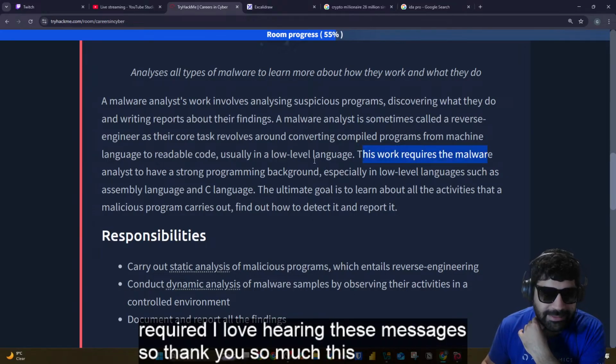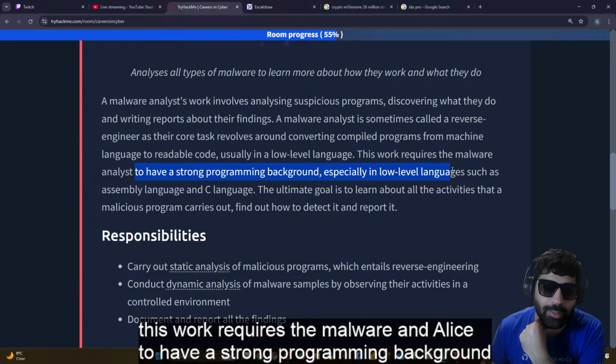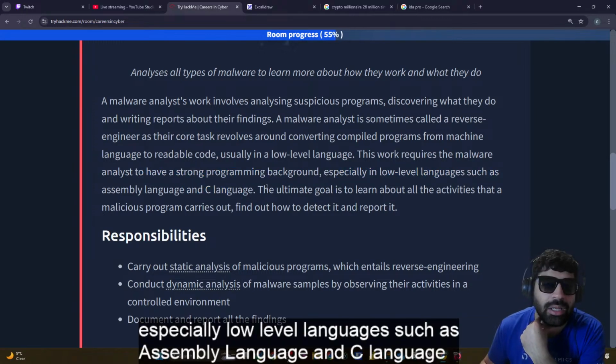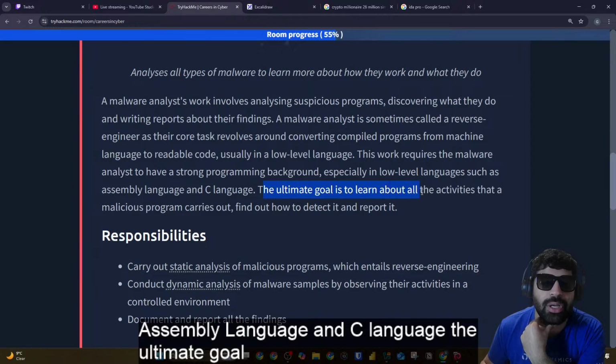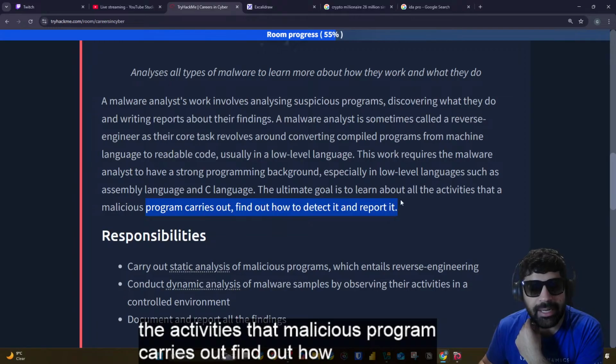This work requires the malware analyst to have a strong programming background, especially in low level languages such as assembly language and C language. The ultimate goal is to learn about all the activities that a malicious program carries out, find out how to detect it, and report it.